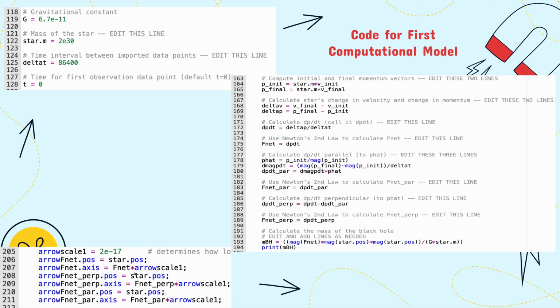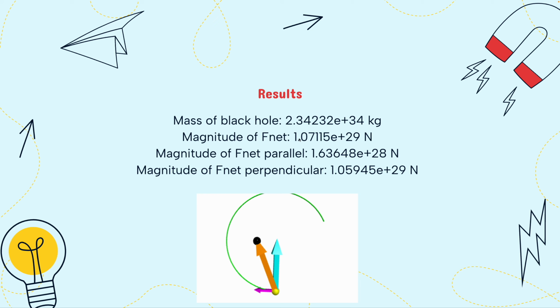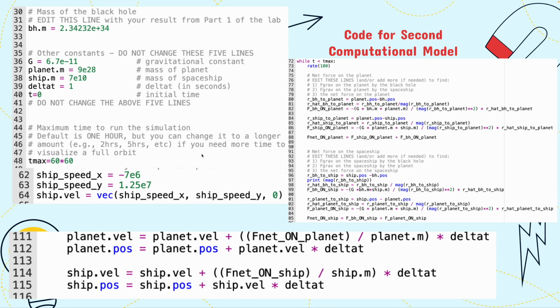And then here, this arrow stuff right here is just to show the perpendicular and parallel forces acting on the object at that time. So the results right here, the mass of the black hole we got was 2.34 times 10 to the 34 kilograms. And here are the values of the magnitude of F net parallel and F net perpendicular, as you can see in this picture right here. And also, I will say throughout the entire run, F net parallel was much lower in magnitude than F net perpendicular, which makes sense.